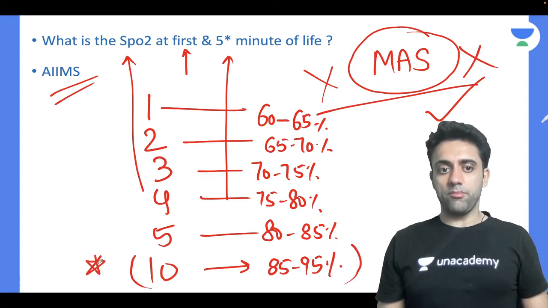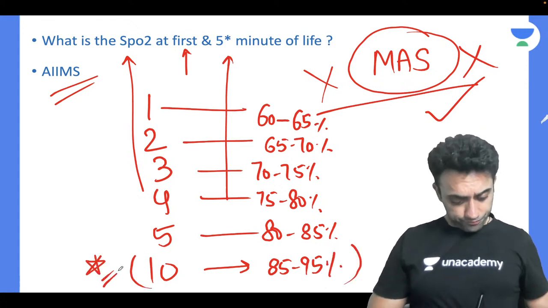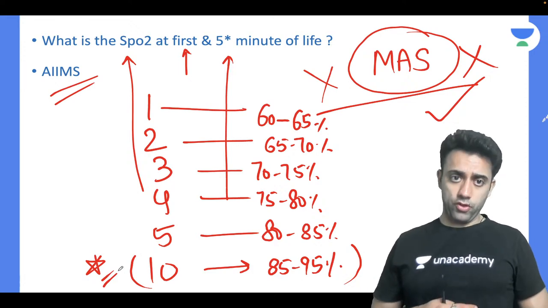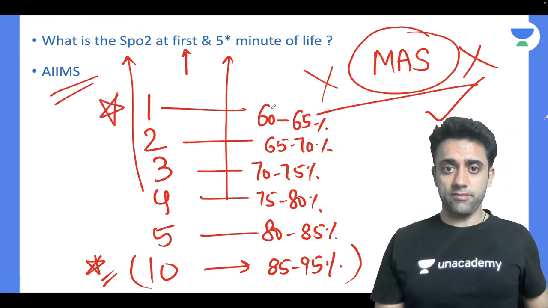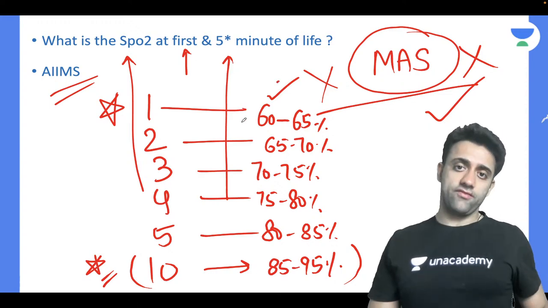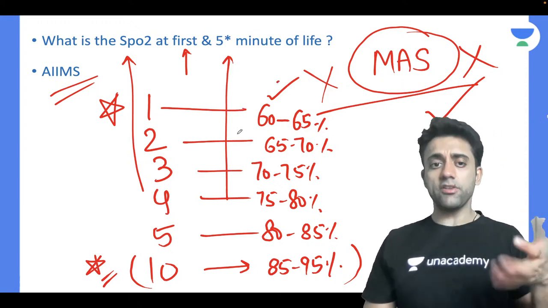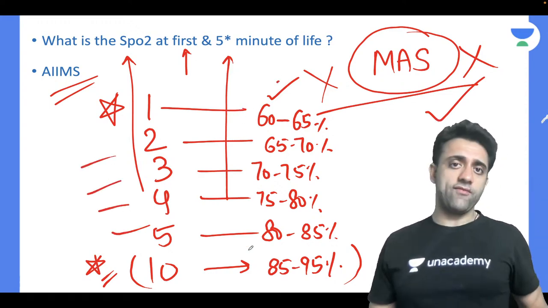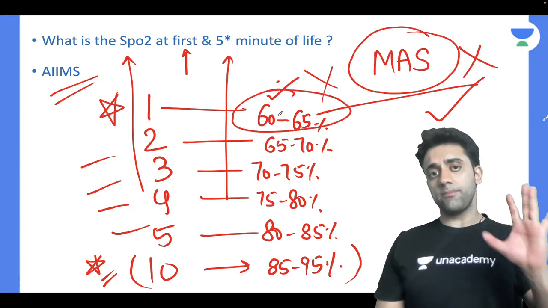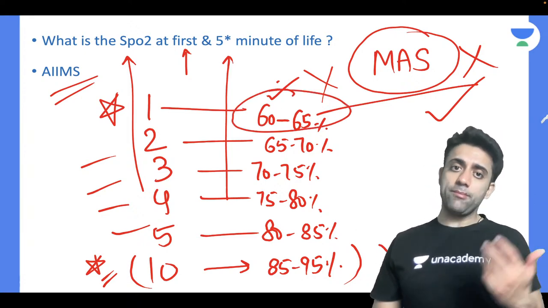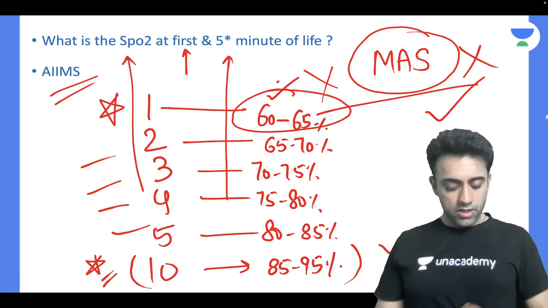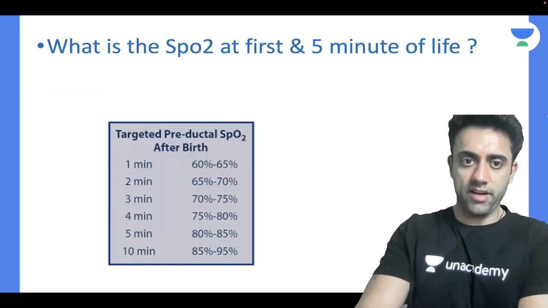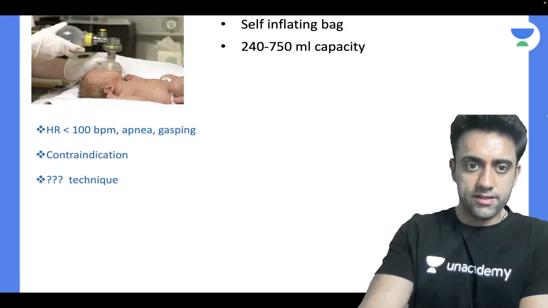So this is what we must understand very importantly. This is the SpO2 of a newborn. First minute of life it is 60 to 65%. Remember this one. Why should I remember this? Because after every minute you have to increase by 5. So 60 to 65 is something you need to know. And at the 10th minute it becomes 85 to 95%. This part is done.